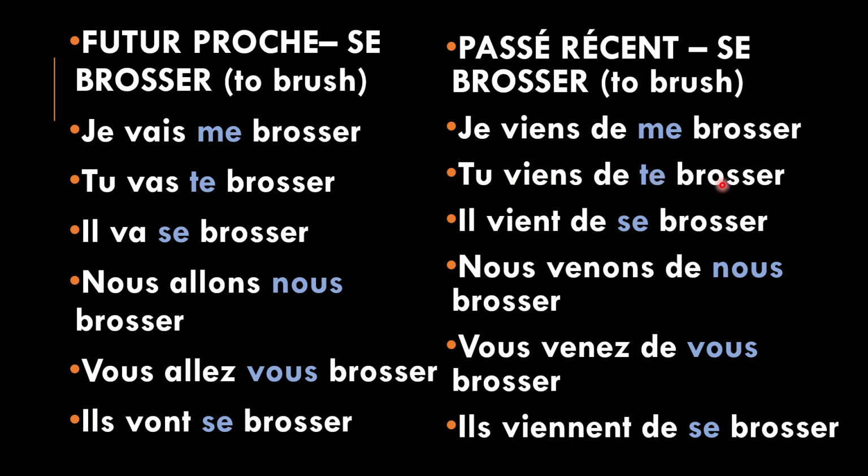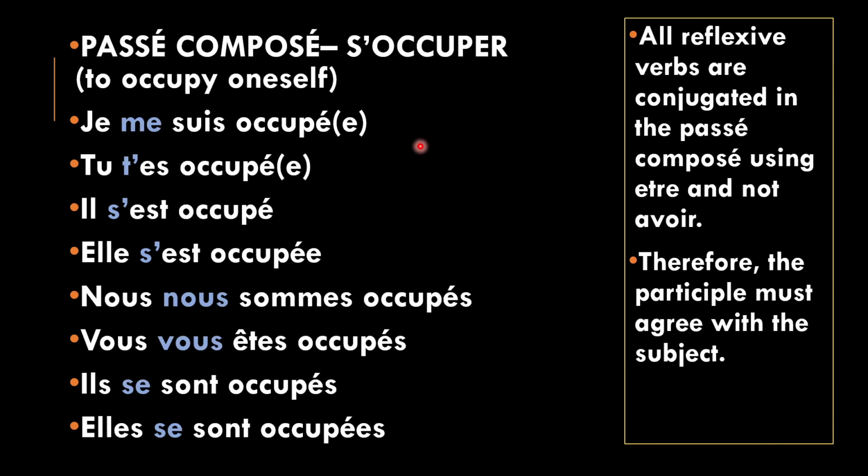Tu viens de te brosser, you've just brushed your teeth. Il vient de se brosser, nous venons de nous brosser. Vous venez de vous brosser, ils viennent de se brosser. Okay, so this is roughly how it works for the futur proche and the passé récent. Remember, aller and venir stick to the subject, the reflexive component sticks to the verb. For these two tenses, you do not have to conjugate the verbs. You have to change the reflexive component as per the subject.